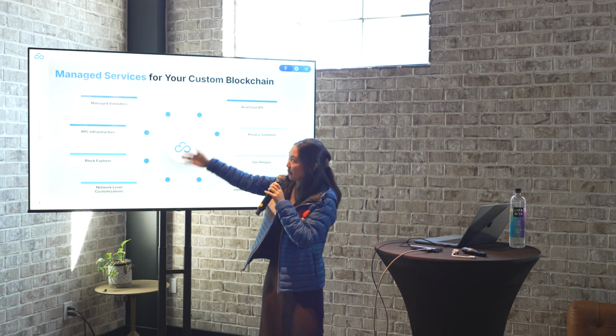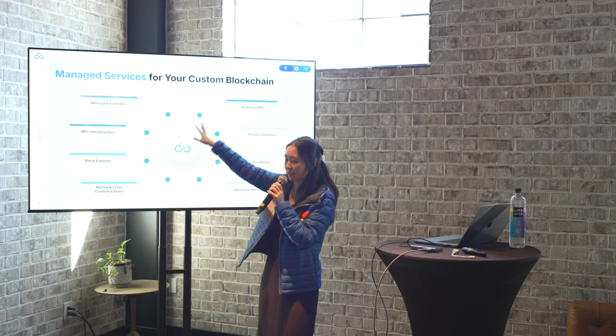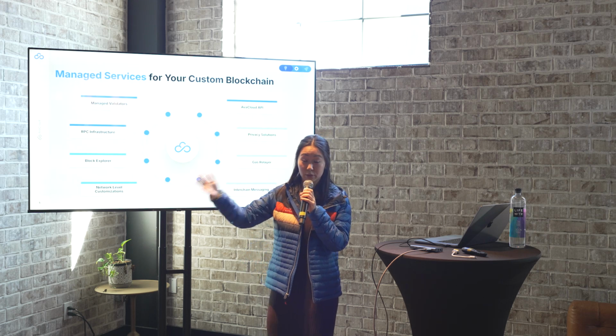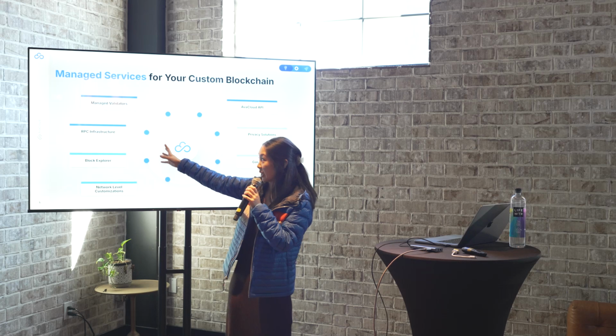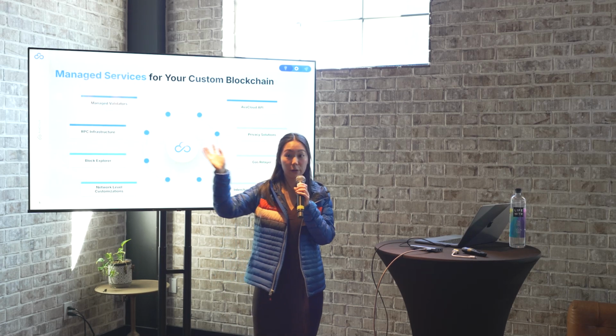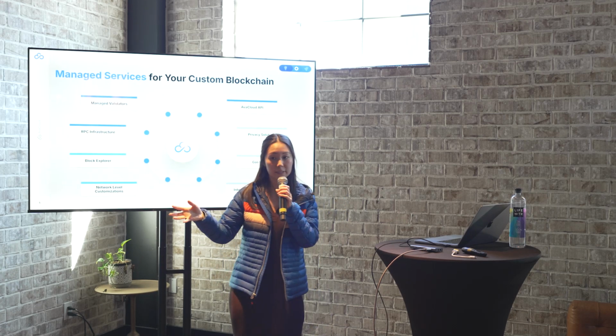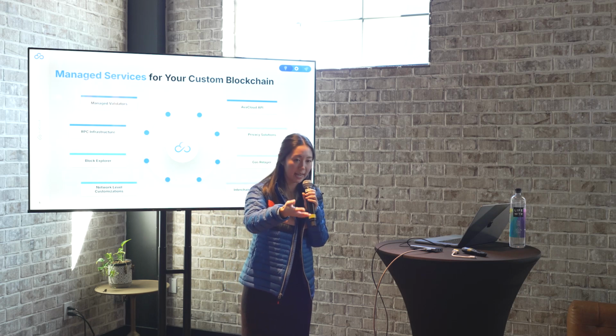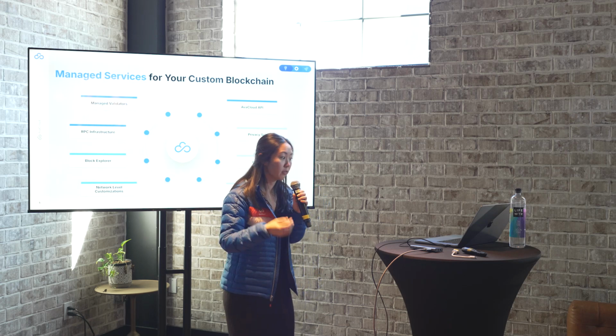So I'll just cover really quickly what we talked about. We talked about the managed validators that you get with your service. That can be proof of authority or proof of stake. You can have RPC infrastructure for both public and private RPCs, which allow you to have public-facing access for your end users or for your developers.